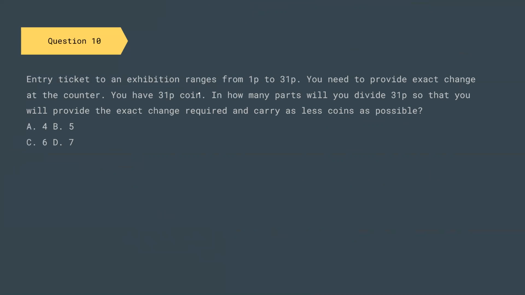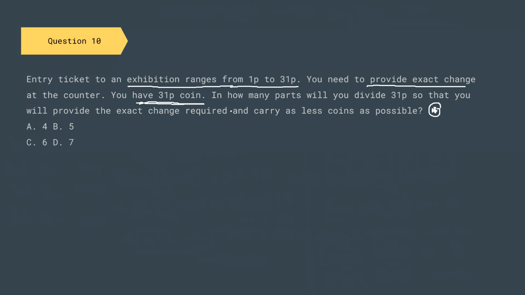So let us move on to the last question of today's lecture. The entry ticket in an exhibition ranges from 1 paisa to 31 paisa. This is again an important TCS question. You need to provide the exact change at the counter. You have a 31 paisa coin. In how many parts will you divide 31 paisa so that you can provide the exact change required and carry as few coins as possible?